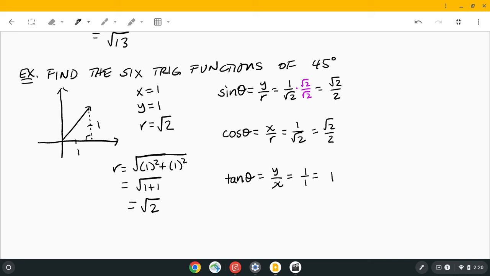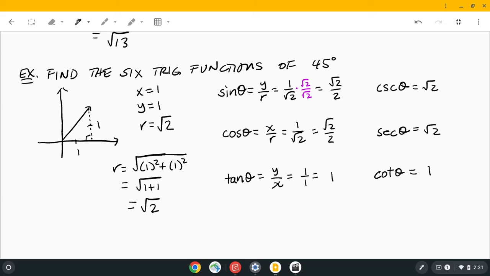Okay? And then the other three will be the reciprocal of sine, cosine, and tangent. So cosecant theta will be square root 2. Secant theta will be square root 2. And cotangent theta will be 1. Okay, so these are the 6 trig functions for 45 degrees.